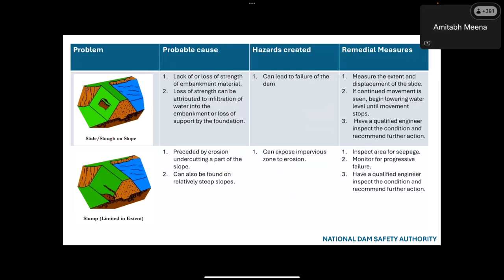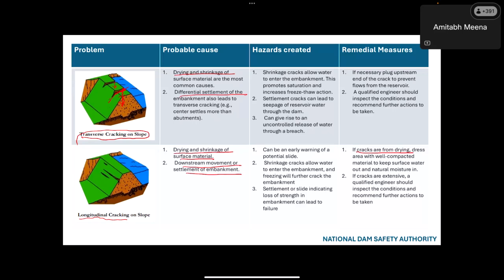In several of the problems we have mentioned that a qualified engineer should inspect. So it means maybe a person of the appropriate qualifications is not posted at the dam site. Therefore, the person who is posted at the dam site should report the problems to the appropriate authority, or whenever the dam safety inspection was done, they may also escalate the problem to the higher authorities so that the appropriate measures can be taken.